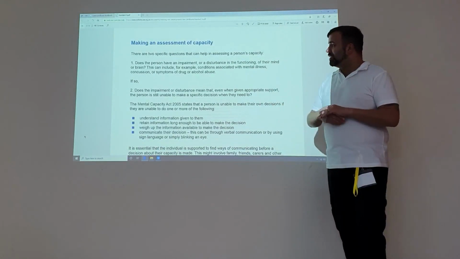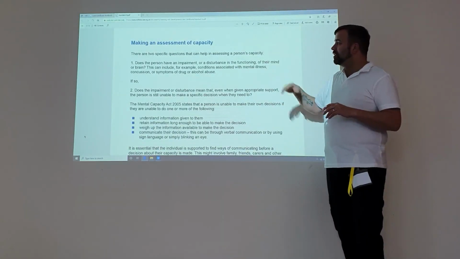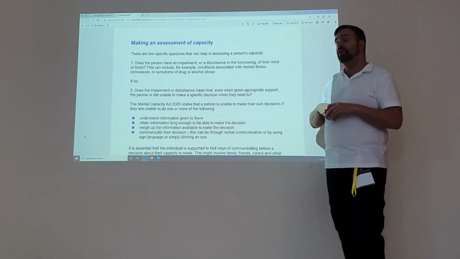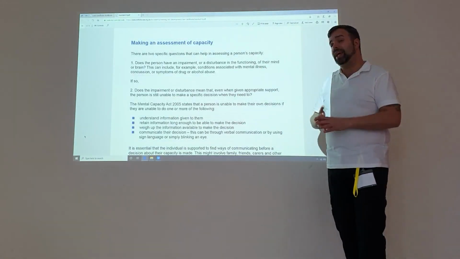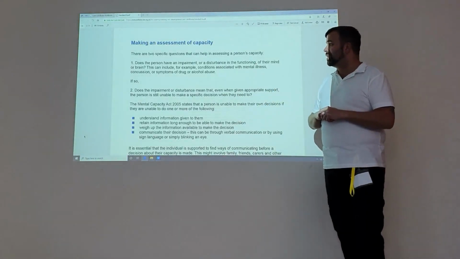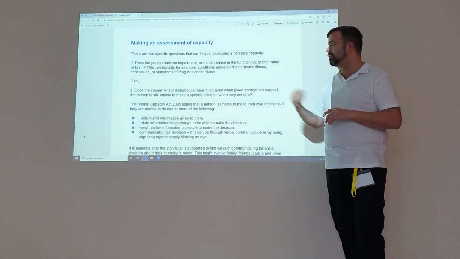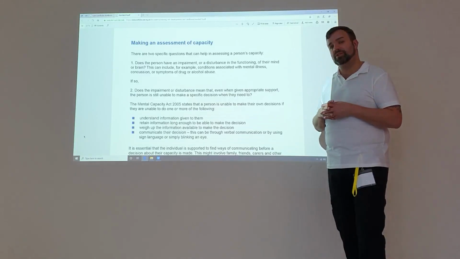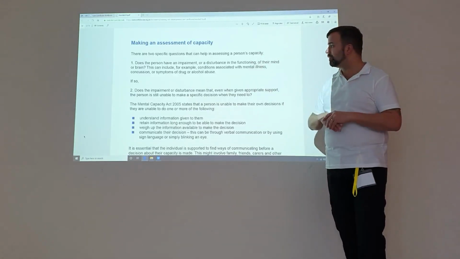So the capacity assessment looks at, does the person have impaired or disturbed functioning? So do they already have something there, maybe dementia or something else? This can be associated with mental illness and sometimes can be a result of drugs or substance misuse. And we know that overuse of drugs or substances can cause a form of dementia, called cortical dementia.